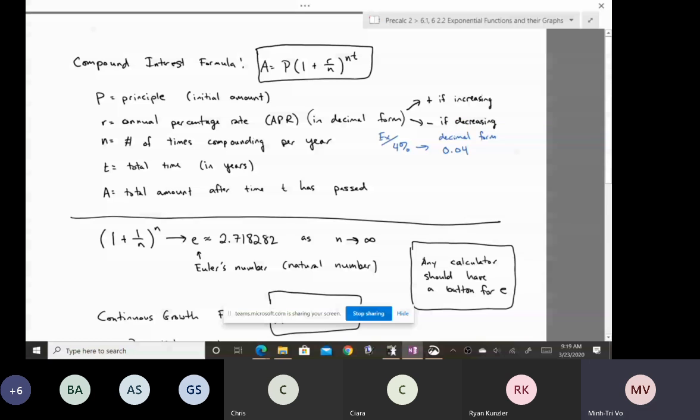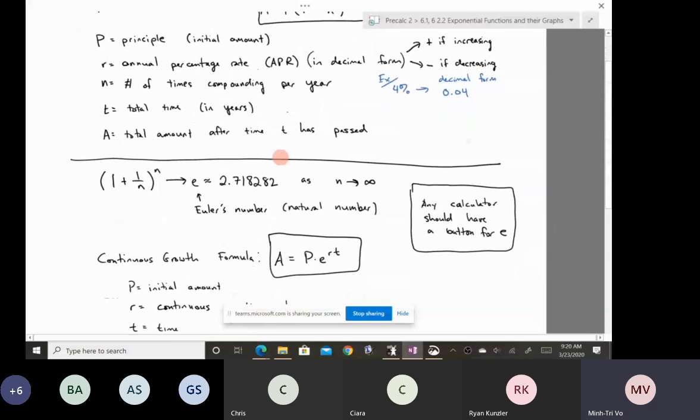And then the other parameters: N stands for the number of times in a year that you compound. T is the total time that this is in effect for, in terms of years. And finally, A is the total amount that you want to calculate after you've compounded all the interest. Okay, so that's the compound interest formula.